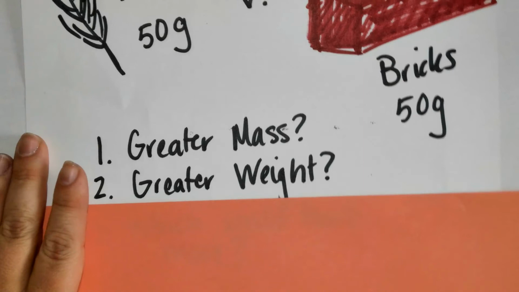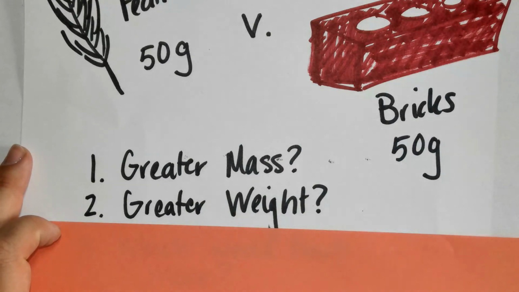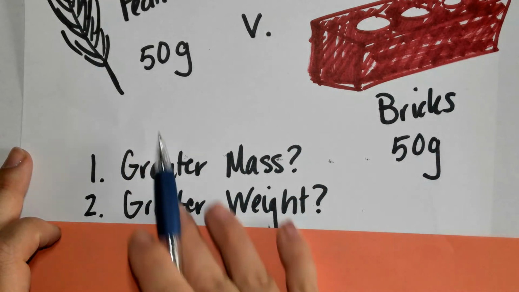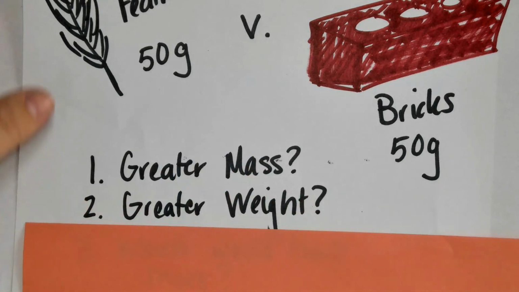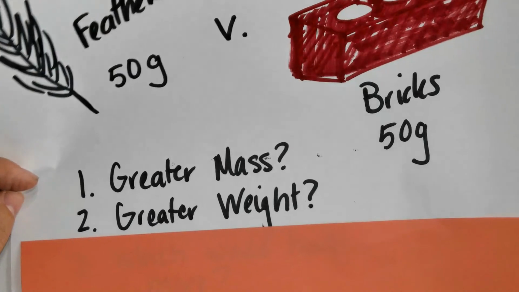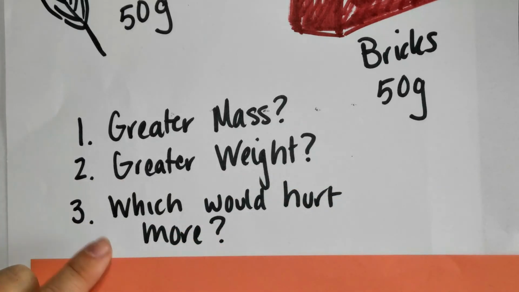Which of those would have a greater weight? Well, I know we like to say mass stays the same, but weight changes. But if they're in the same place, if both of these objects, the feathers and the bricks, are here on Earth, they're going to have the same exact weight because they have the same mass. If we take feathers and put them on the moon and leave bricks on Earth, they will definitely have a different weight.